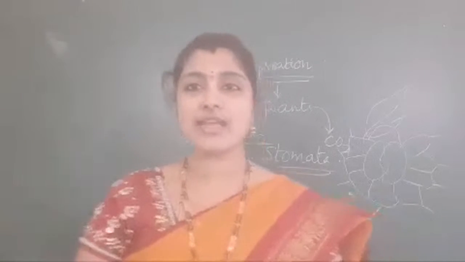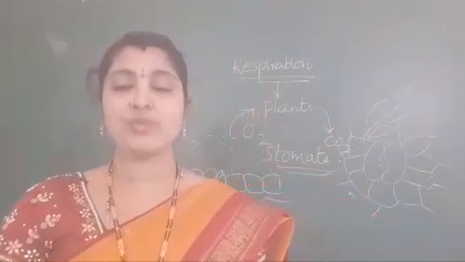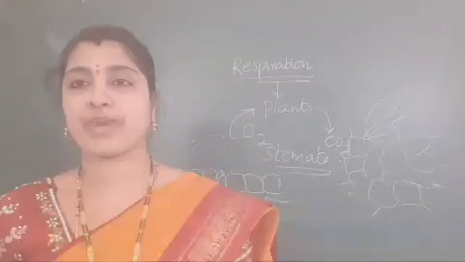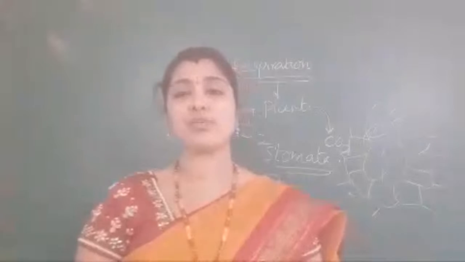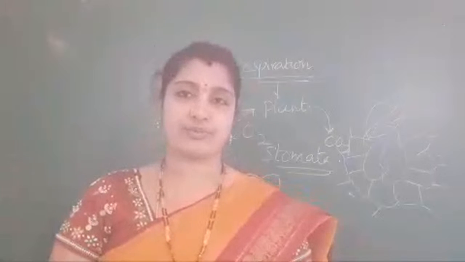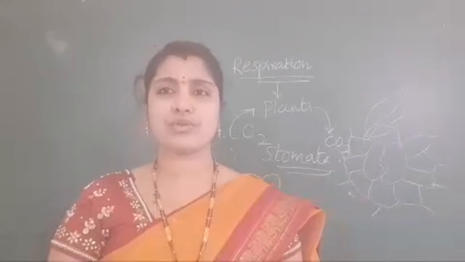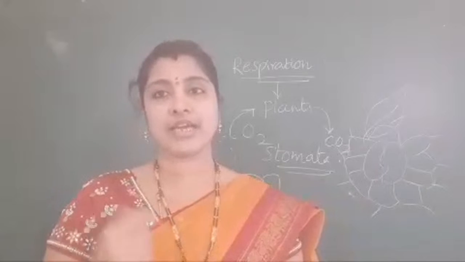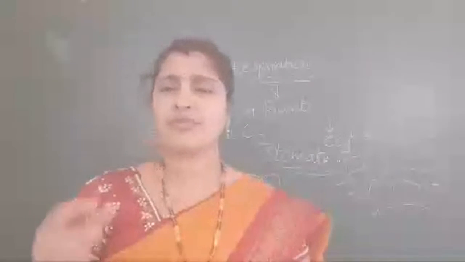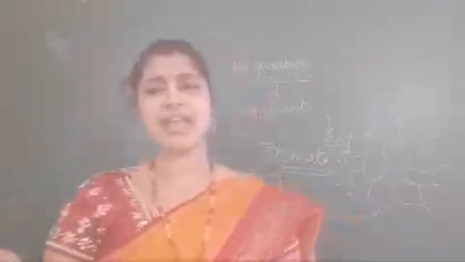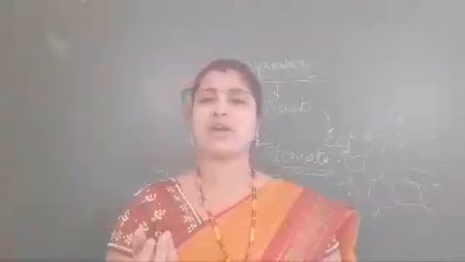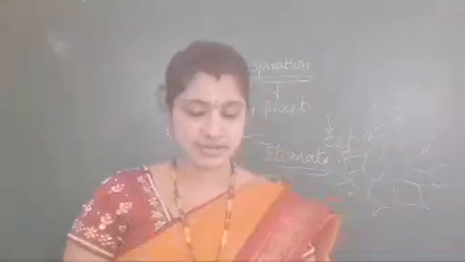Next, the last point. What is the last point? Temperature, humidity and light intensity affect the rate of photosynthesis and respiration in plants. Very, very important. If temperature is more or less, it affects the rate of photosynthesis and respiration. Humidity means the moisture in the air, or the water droplets present in the air. And light intensity: if more light is present, plants can participate more in photosynthesis. If less light is present, they can take part only with less amount of food materials.